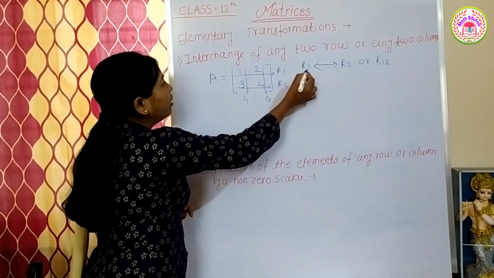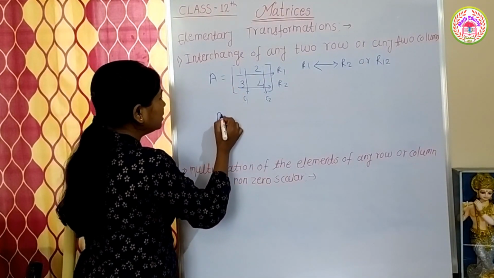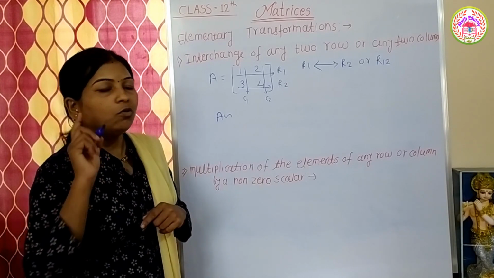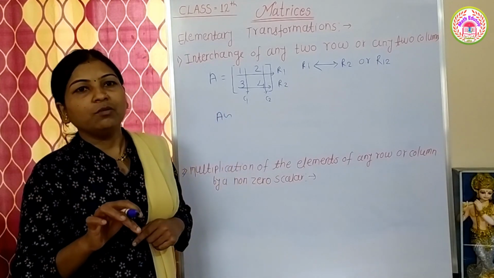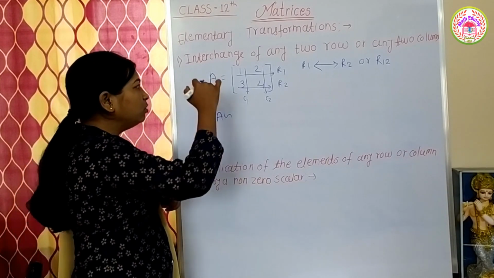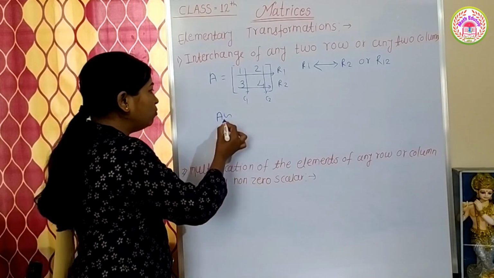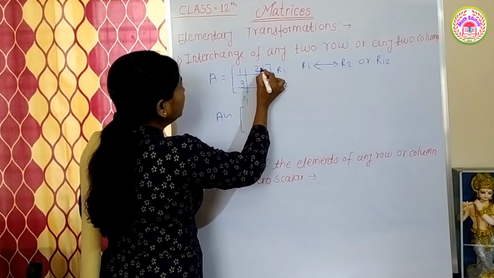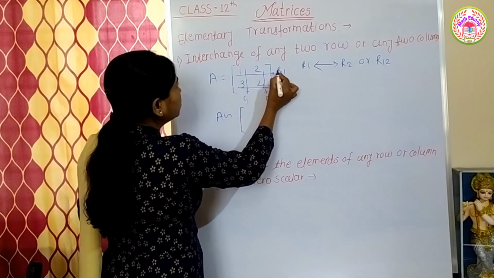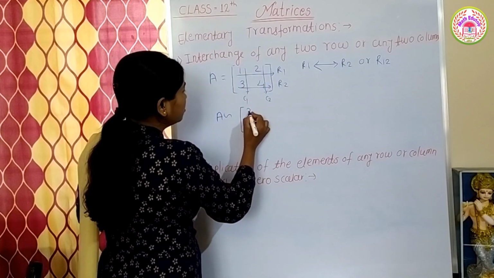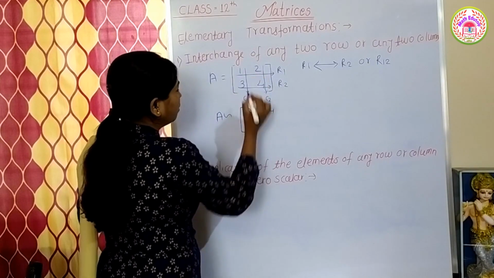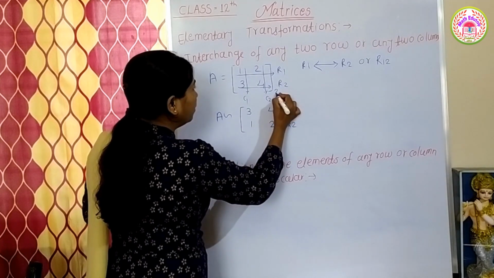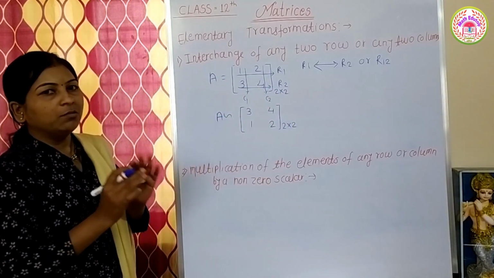When we apply this operation on this matrix, the new matrix A is equivalent to the original matrix, not equal to. Whatever transformation we apply on a matrix, the new matrix we get is equivalent to the original matrix, not equal to. And what is the change? The R1 elements 1, 2 are replaced by 3, 4, that is, the elements of R2, and the R2 elements are replaced by the elements of R1, that means 1, 2. This is our new matrix, which is again of the same order, 2x2.